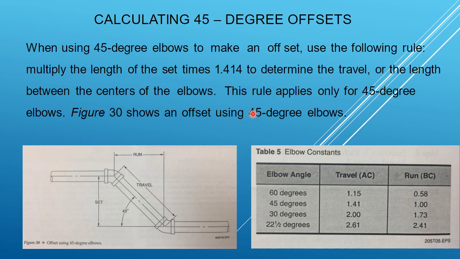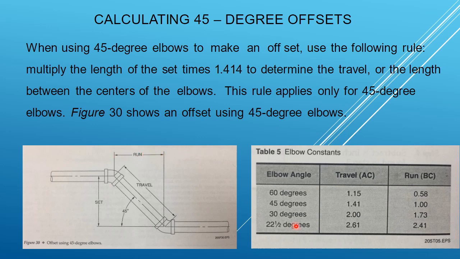The constant is 1.414. Second, the length between the centers of the elbows. This is the center of one 45-degree elbow and this is the center of the other 45-degree elbow. This length is called the travel, and this length is called the run.